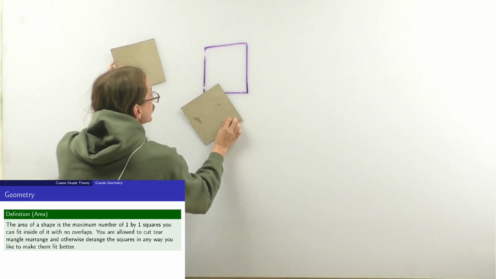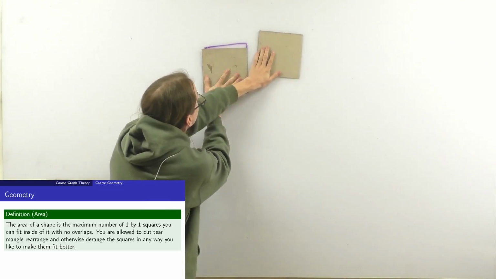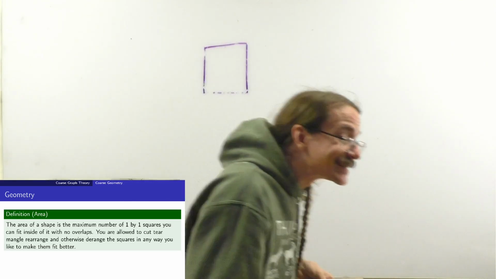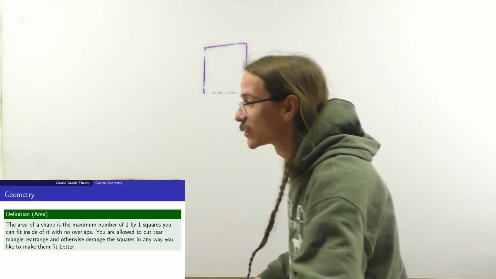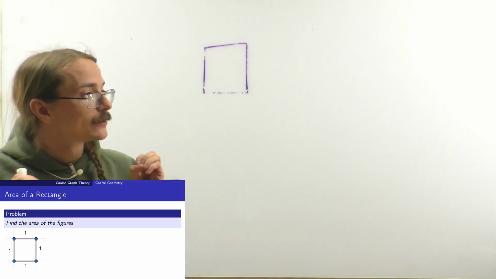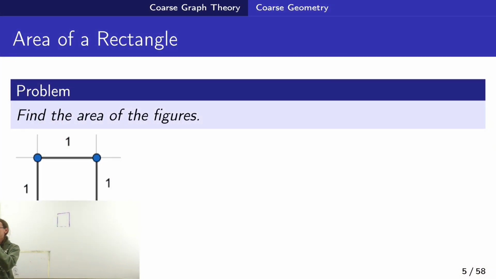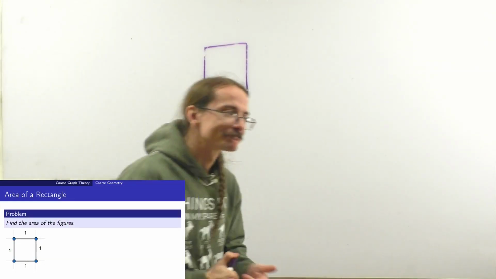And now we can look at this and we can go, yeah, I can get 1 square in there. No, there is no way. I can get exactly 1 square inside of there. And so you can jump us forward one more slide. The area of that 1 by 1 square is 1. QED.